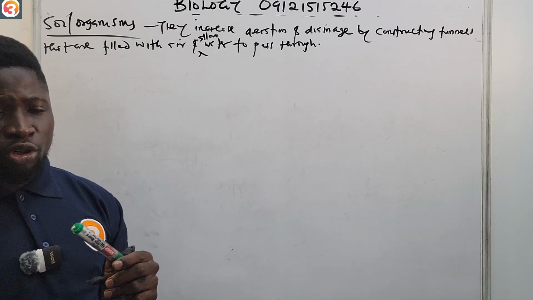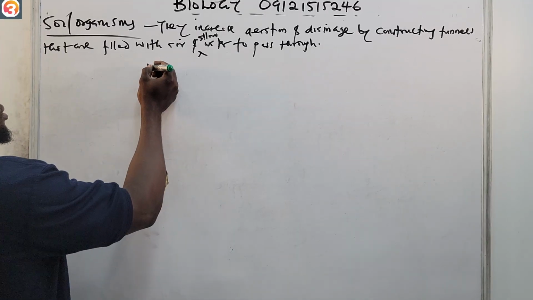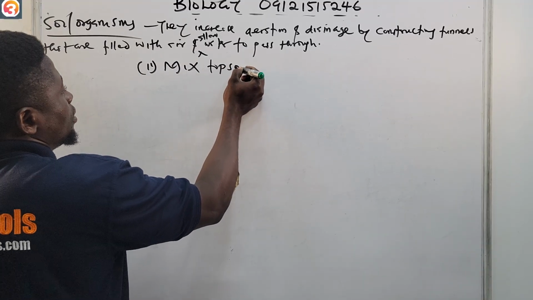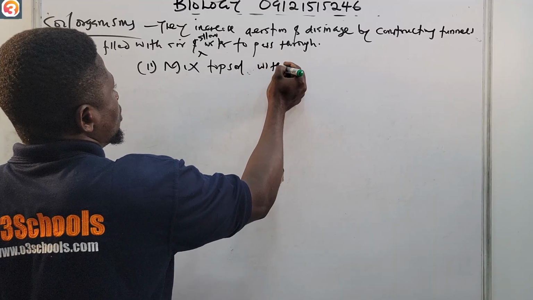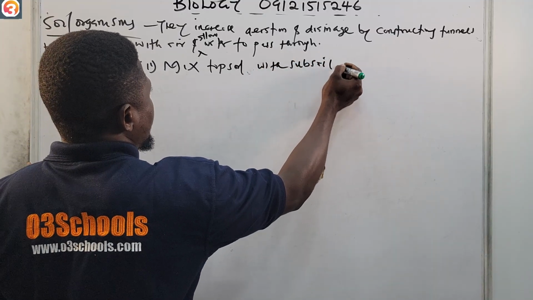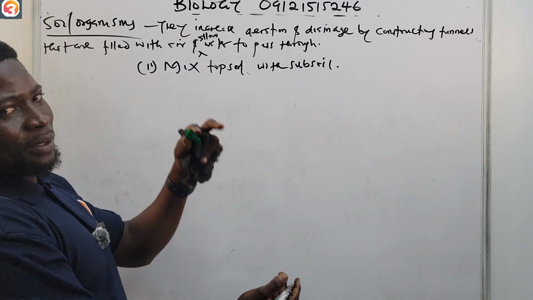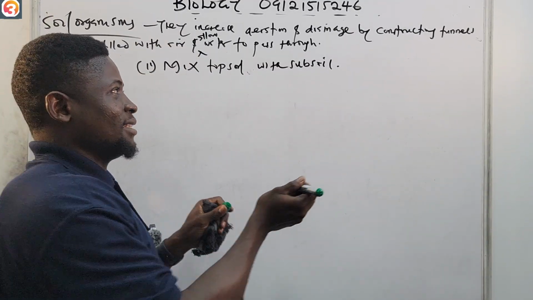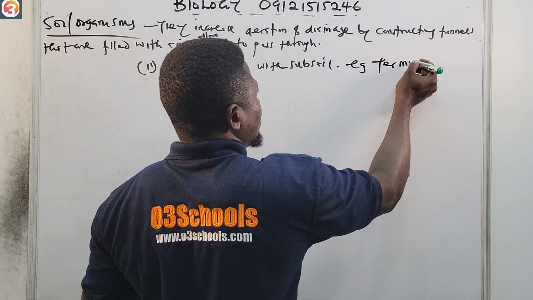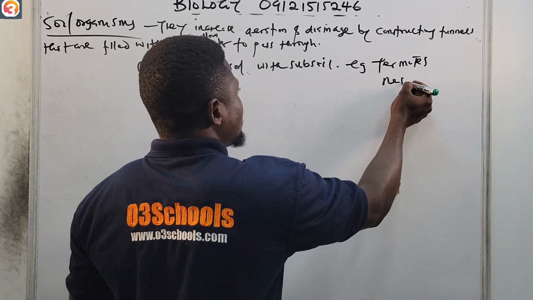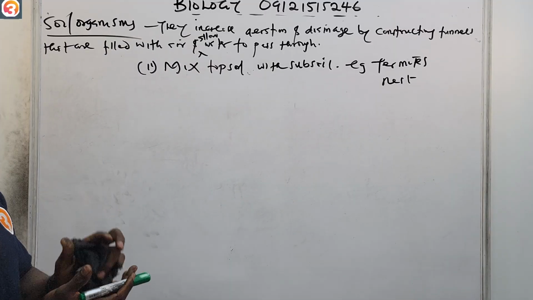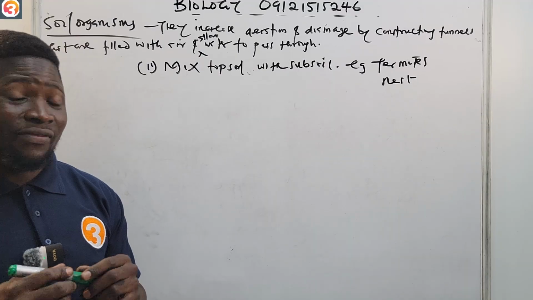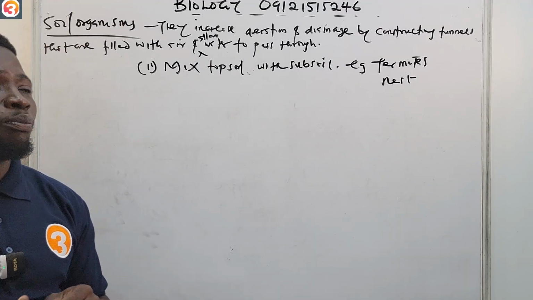Also, they mix topsoil with the subsoil. Number two, they help to mix topsoil with the subsoil. They bring the top down and the bottom to the top. For example, termites, when they are building their nests, they do this. Even earthworms do this. So they mix the topsoil with the subsoil. Very important. Likewise, they decompose organic matter.